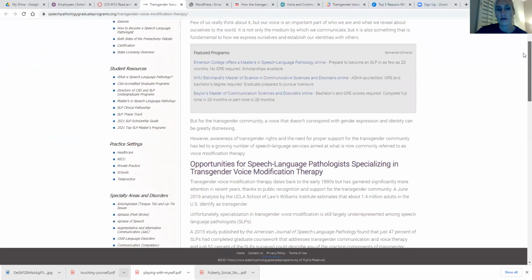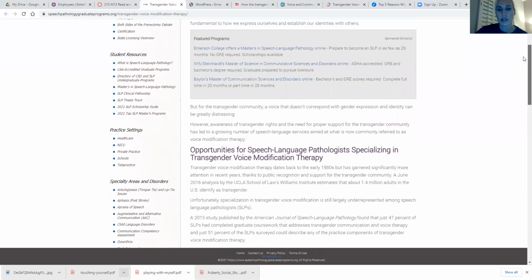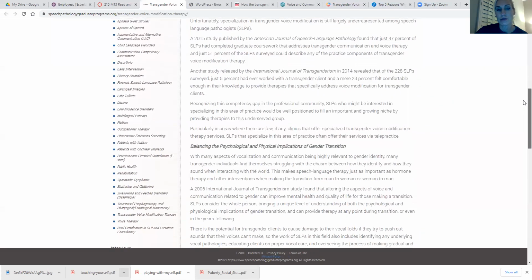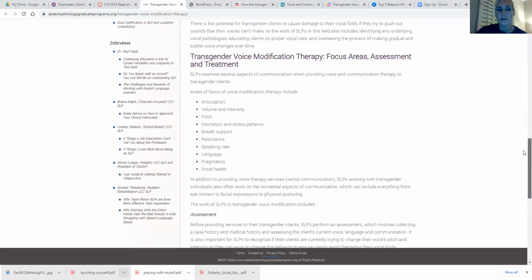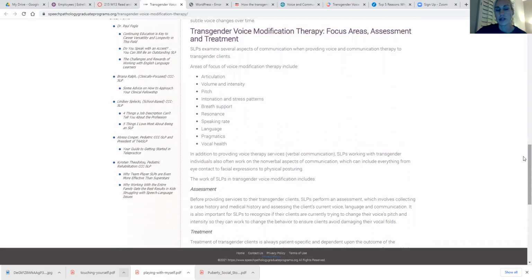Anybody who's really interested in voice, yeah, it's underrepresented, but I'm learning it's increasing. And to be honest, when we look at voice therapy in general, these are all things we do with your average person, not just transgender voice modification: breath support, speaking rate, vocal health, volume and intensity might be necessary, not just in transgender voice therapy, but in voice therapy in general.